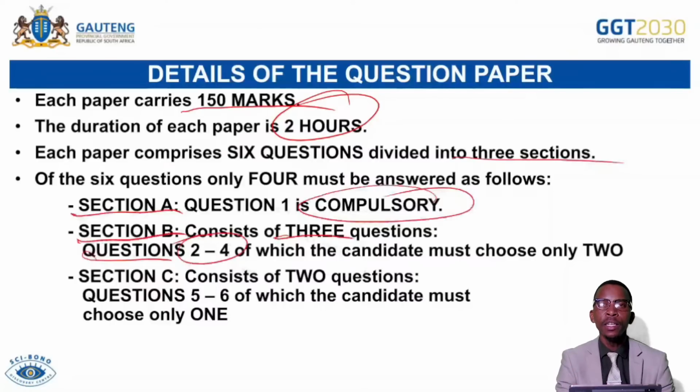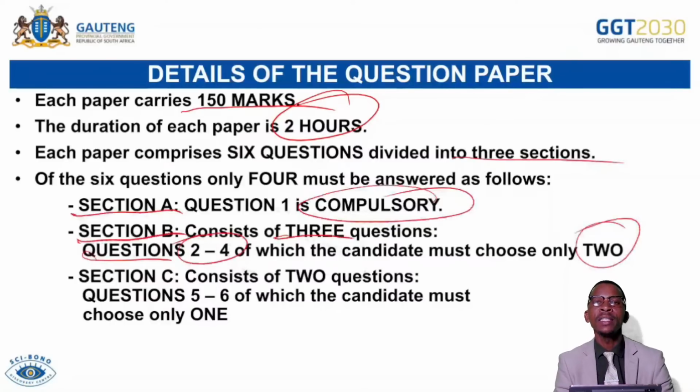Then as a candidate, you will have to choose only 2 questions out of 3. You don't answer all questions. Choose only 2 questions. Remember, should you answer all 3 questions in section B, the marker, you are not marked by your educator. Let's start there. You must be aware and be informed about that. You are not marked by your educator. You are marked by strangers in the situation, other educators.